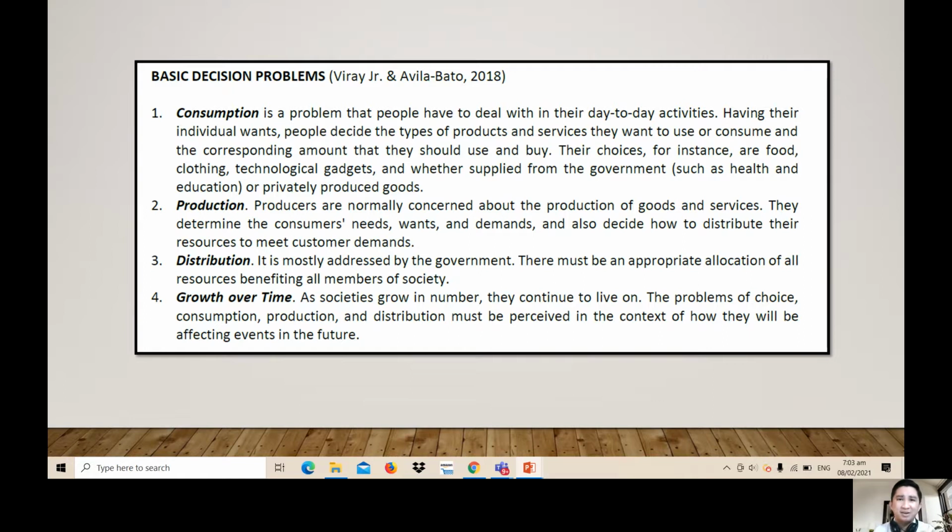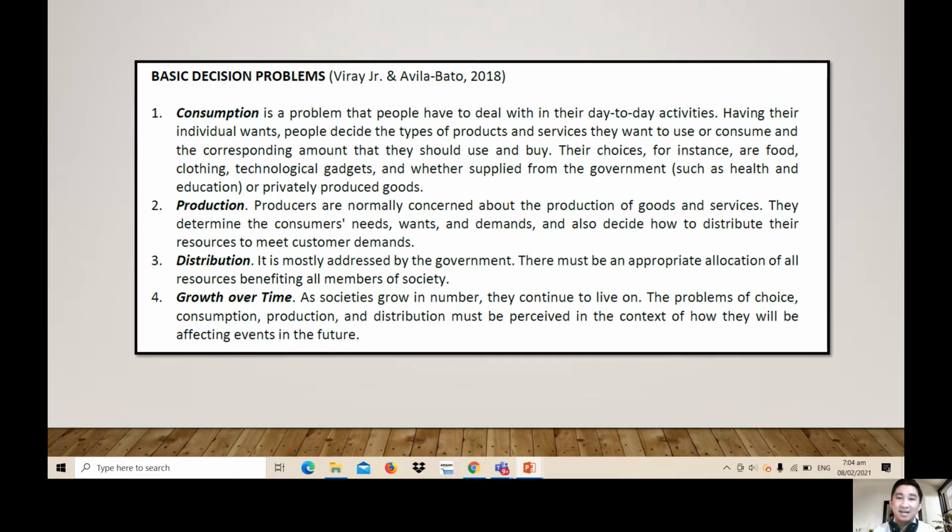So that's consumption, basic problem, consumption. What they are going to consume, okay? And the corresponding amount that they should use and buy. So more on personal effects. Ayan, that's consumption. Anything that they have to deal with their day-to-day activities. Okay. Next is production. So in production, it is more on the problems of the manufacturers and businessmen.